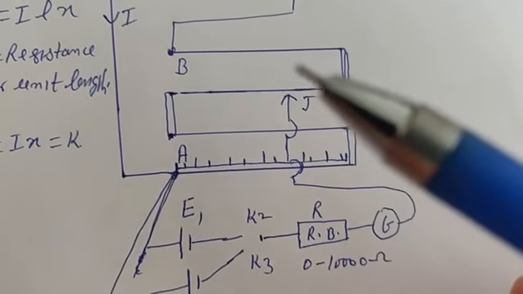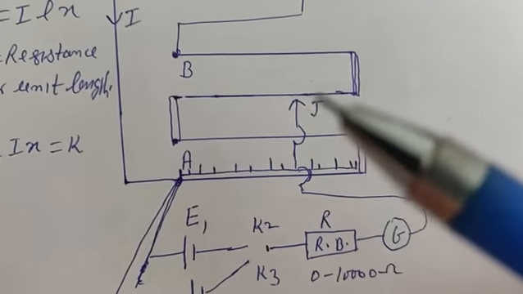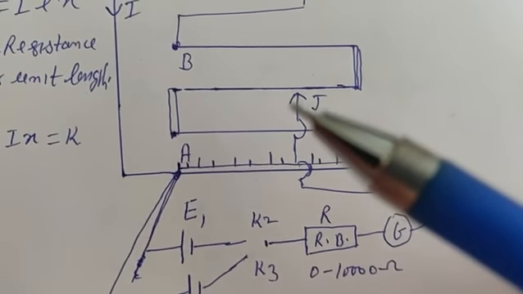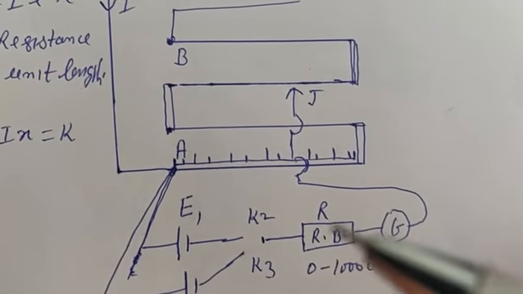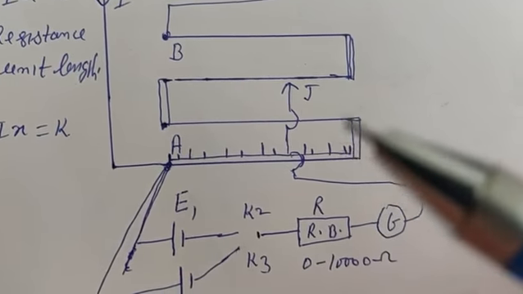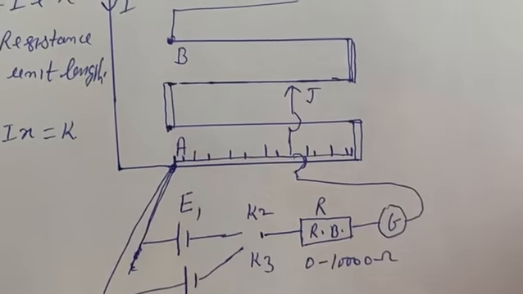So null point will be somewhere in between. Then we will find out where is the null point. When there is no deflection in the galvanometer, then we will insert that 5000 ohm resistance as well, and we will make the fine adjustment.